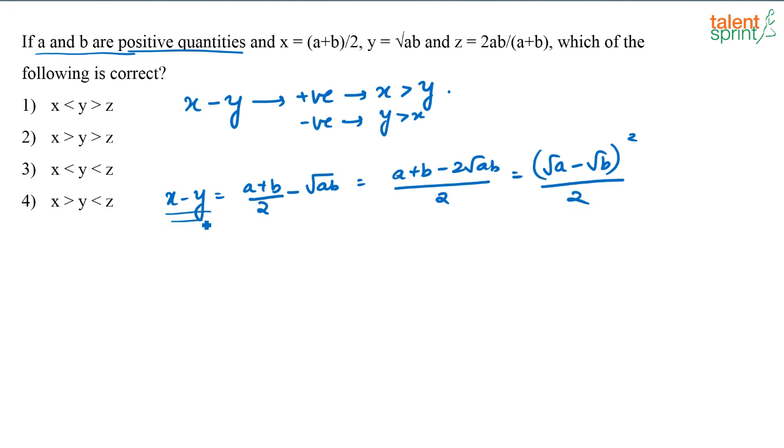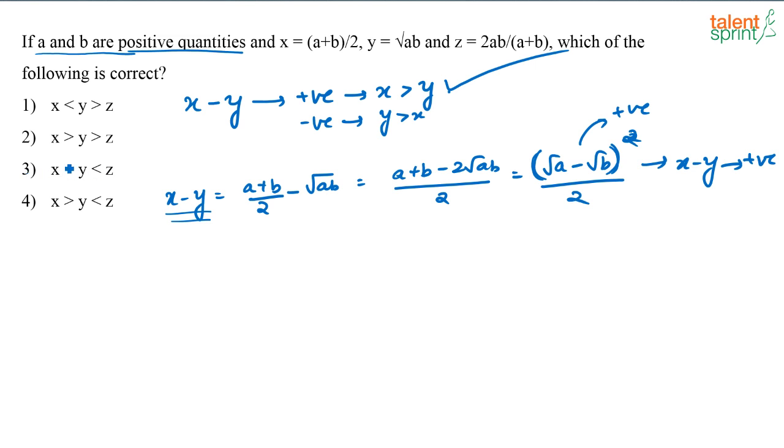So when I do x minus y, what is it that I get? I know a and b are positive. Even if root a minus root b is negative, I am taking a whole square here, correct? So this value of (root a minus root b) the whole squared will always be positive, or I can say the value of x minus y that I get is positive. So what does that mean? That means that x is greater than y.